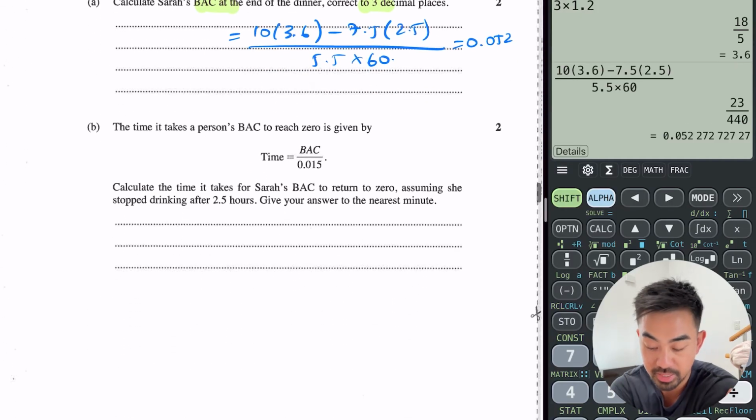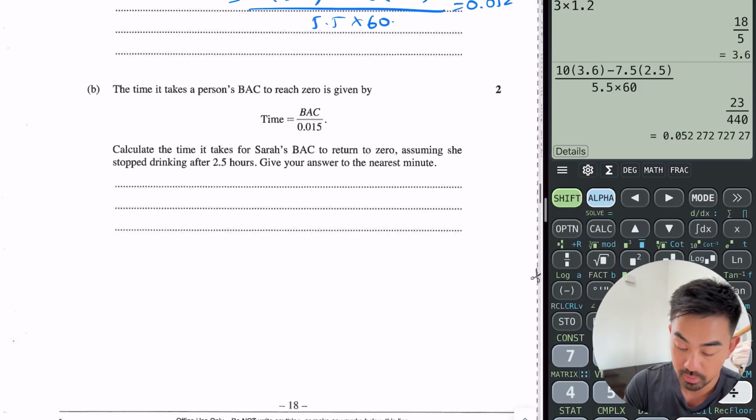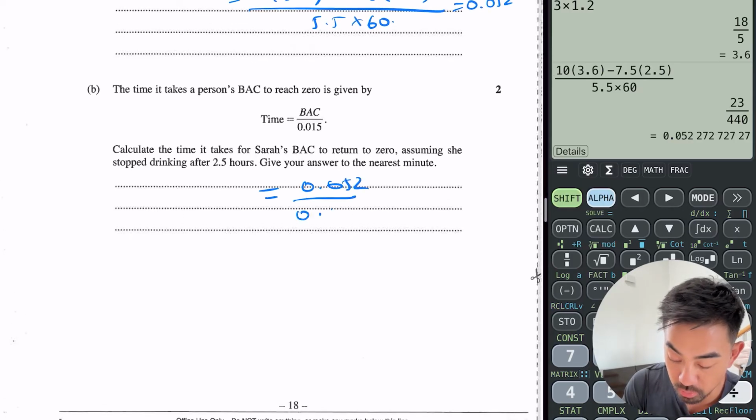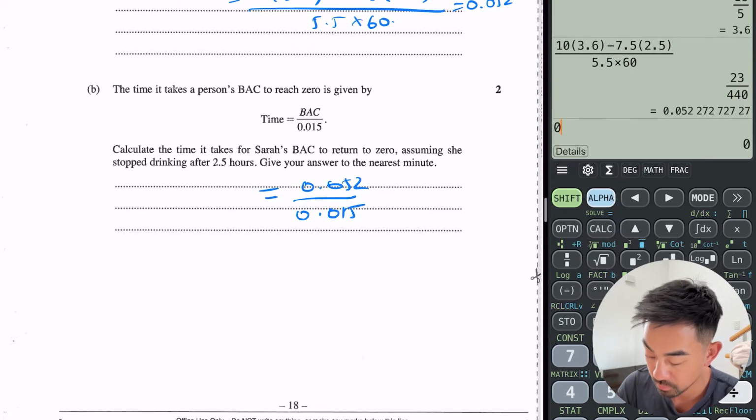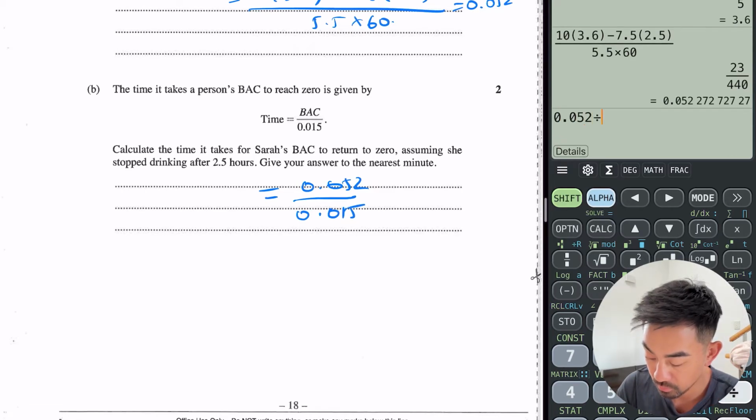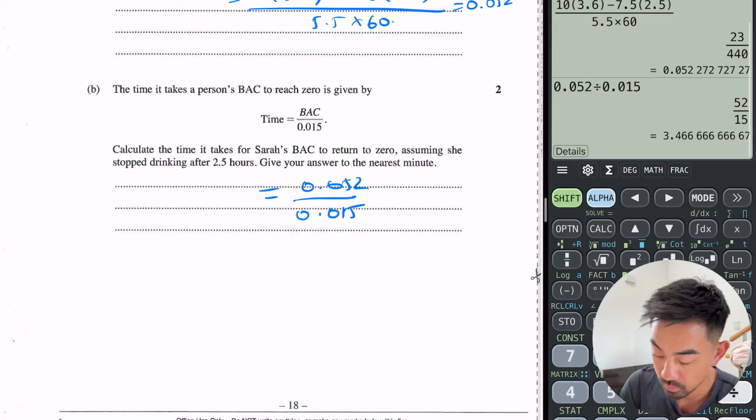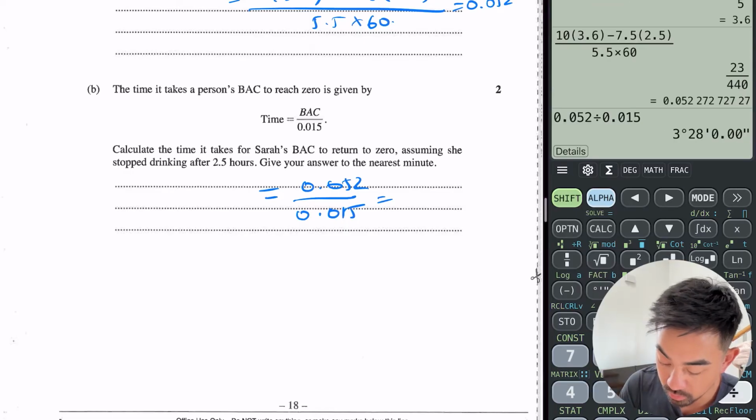B, the time it takes a person's BAC to reach 0 is given by this formula. Calculate the time it takes for Sarah's BAC to return to 0, assuming she stops drinking after 2.5 hours. Well, her BAC is 0.052 over 0.015. So it's going to be 3 hours, 28 minutes.